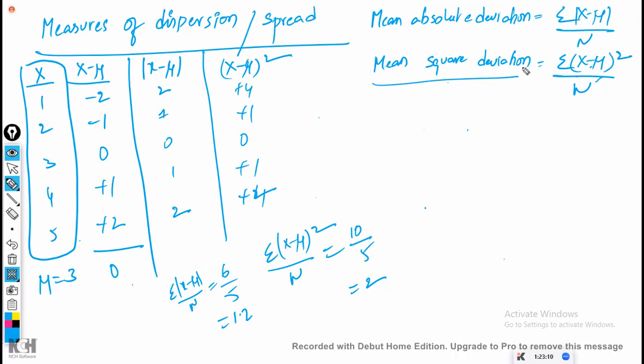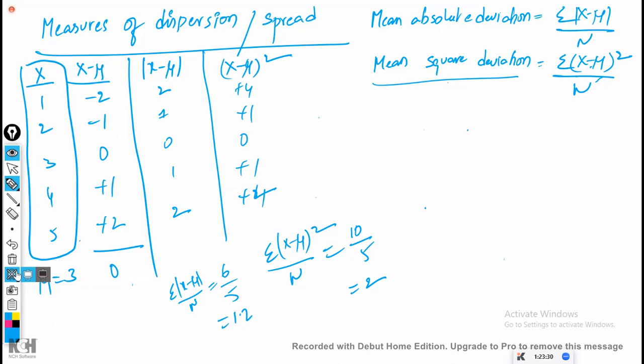Write in the notes. You compulsorily have to write it in the notes. Mandatory question. Right? Why do we have to consider mean square deviation instead of mean absolute deviation? Why?